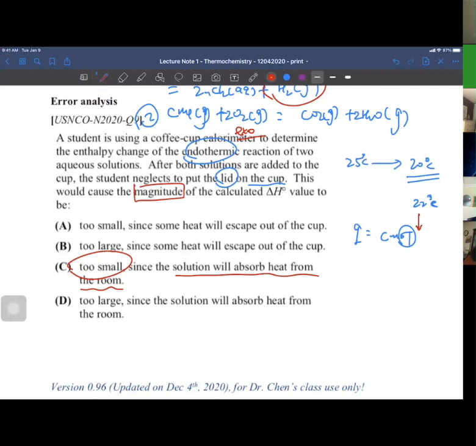Much better, right? A is the correct answer. It will still be too small because some heat will be released into the environment, which means the final temperature will be lower than expected, right? So the delta T is still smaller in magnitude, so the final Q is also smaller than the expectation. Does this make sense to you?